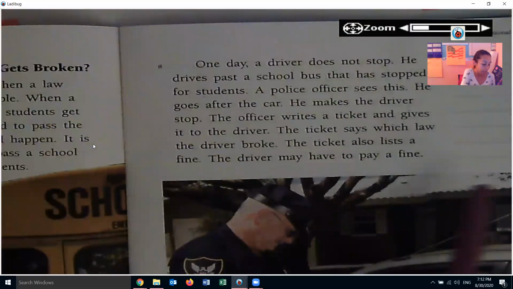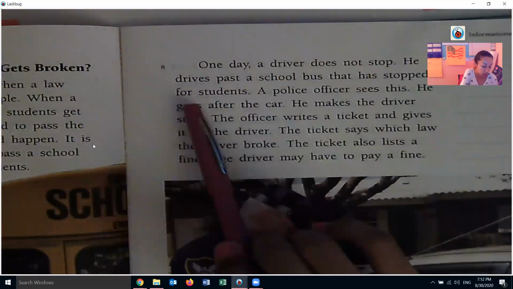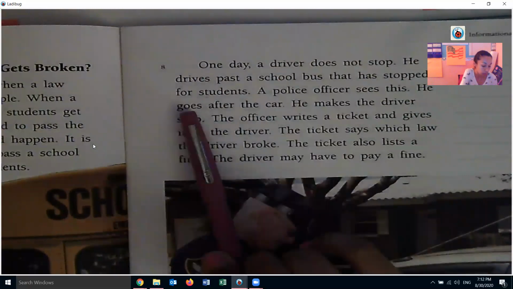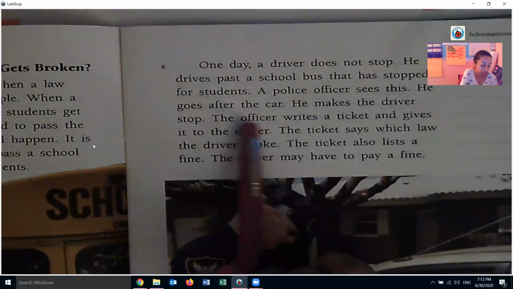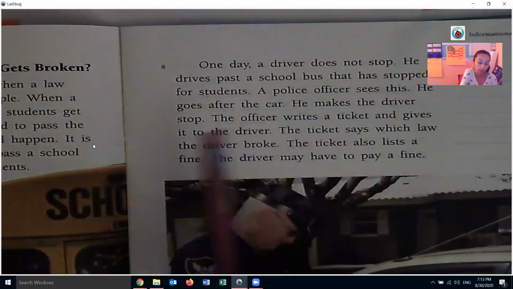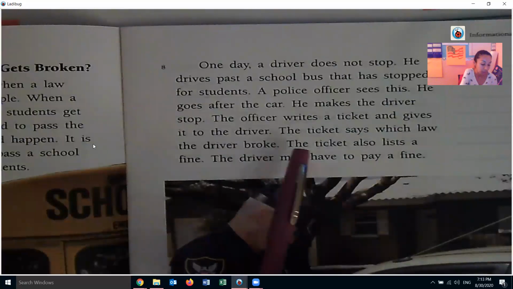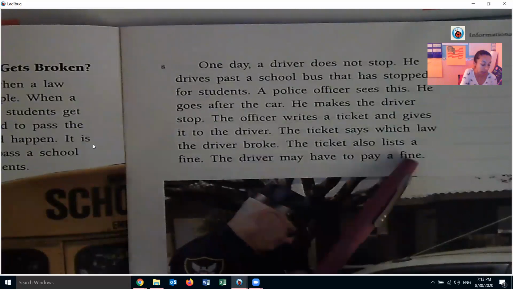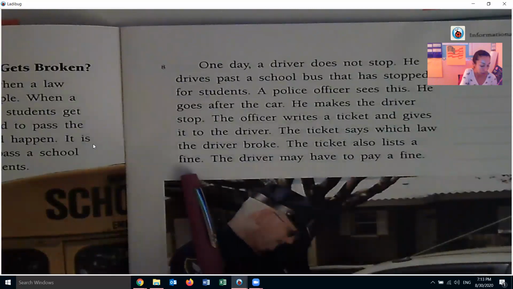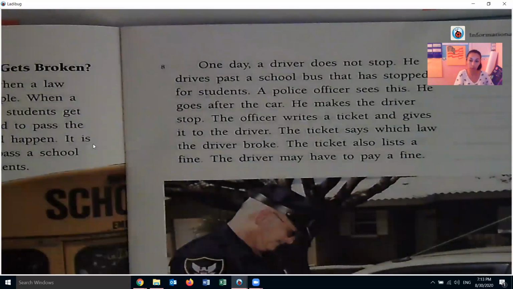Paragraph 8. One day, a driver does not stop. He drives past a school bus that has stopped for students. A police officer sees this. He goes after the car. He makes the driver stop. The officer writes a ticket, that's one of our words, and gives it to the driver. The ticket says which law the driver broke. The ticket also lists a fine, so money they have to pay. The driver may have to pay a fine. And then they have a little picture there describing what it might look like.